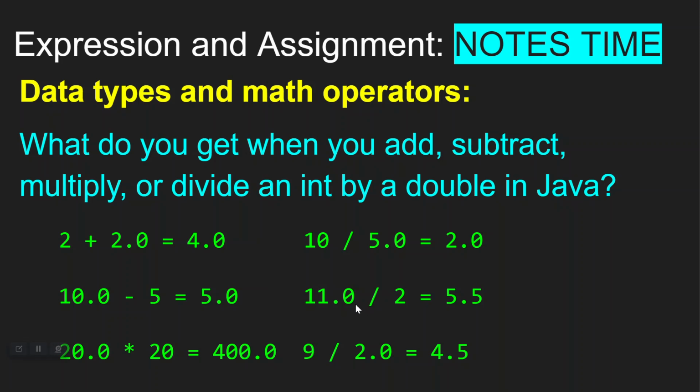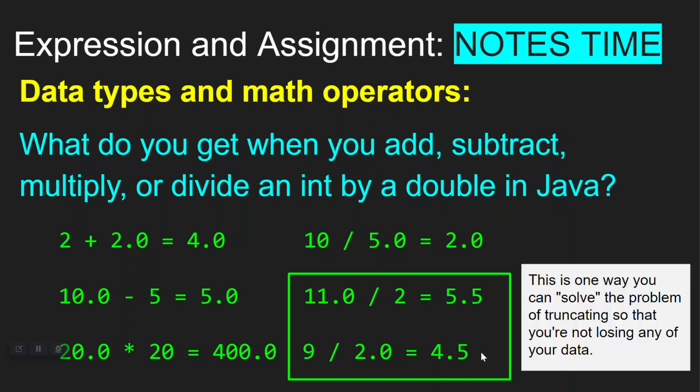And then notice down here, 11.0 divided by 2, now we're getting the answers that we were expecting, 5.5. 9 divided by 2.0 equals 4.5. So what you see right here, this is one way that you can solve the problem of truncating, so that you're not losing any data.